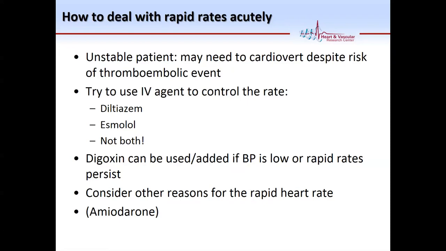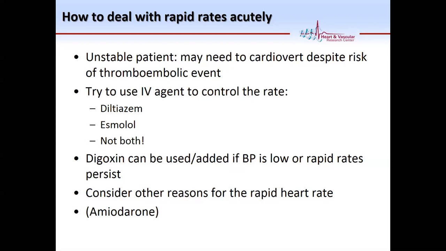What about digoxin? Well, digoxin isn't very effective, but it helps a little bit, and it doesn't cause hypotension the way these other agents can. So if the blood pressure is very low, and we see this in the intensive care unit sometimes, we've got people who are in persistent atrial fibrillation with rapid rates, and they're in shock, not because of the AFib, but because of their sepsis or whatever is wrong with them. And so they're on pressors, and you can't give them IV beta blockers or IV diltiazem. It's just not clinically possible. You can give them digoxin, and that may help a bit.